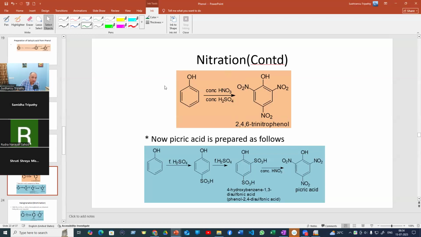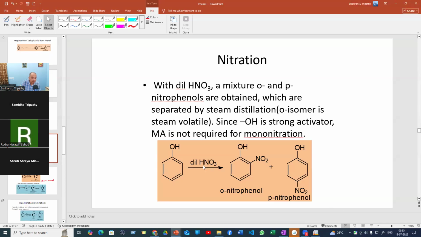You get all the favorable positions, 2 ortho and 1 para, all substituted at one go. You get picric acid, 2,4,6-trinitrophenol. This is famously called picric acid. But if you want mononitro, then you have to use dilute nitric acid, not sulfuric acid, and also not conc. Then you get a mixture of ortho-nitro and para-nitro, since OH is an ortho-para director and activator. It reacts faster than benzene for any electrophilic substitution.